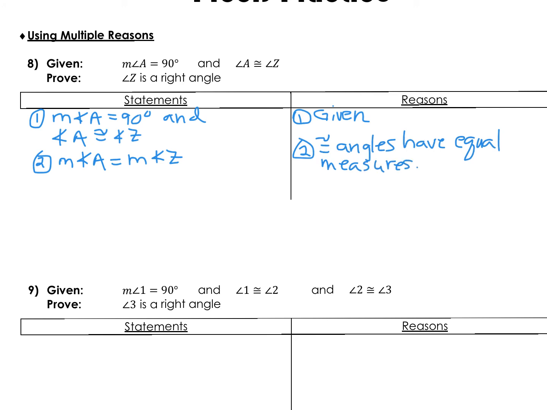Okay, so now that I have the correct notation, I can take this 90 degrees and substitute it in for the measure of angle A. And here's why we're going to do that. So statement 3, I'm substituting in 90 degrees in place of the measure of angle A, and that equals the measure of angle Z. So all I did was take the measure of angle A and replace it with 90 degrees because we were told this in the given. And so the reason for going from here to here was substitution.